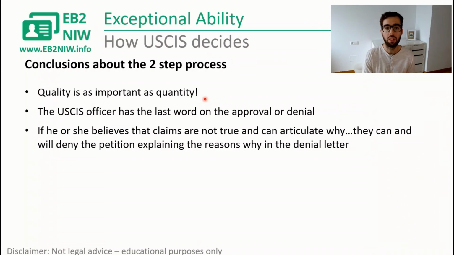Number 2, the USCIS officer has the last word, as usual, on the approval or denial. If he or she believes that claims are not true, and that can happen if you didn't submit proper evidence, and they can articulate why they think that, then they can and will deny the petition, explaining the reasons in the denial letter. So it's always important that you submit as much evidence as you have to hit as many of those criteria as you can, but also that you really submit the evidence that substantiates the claims that you are making.